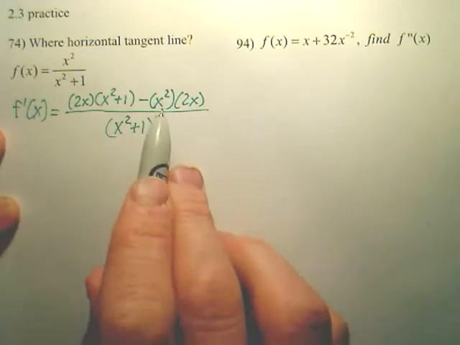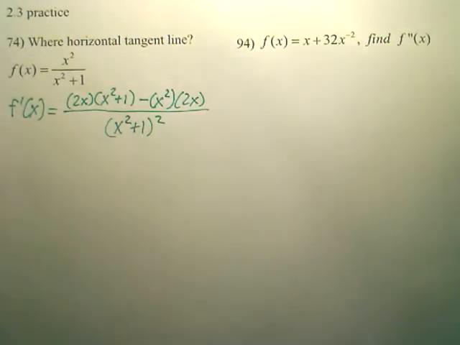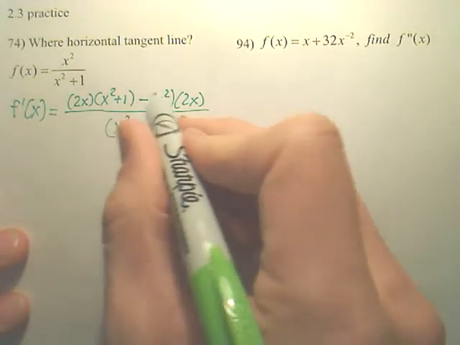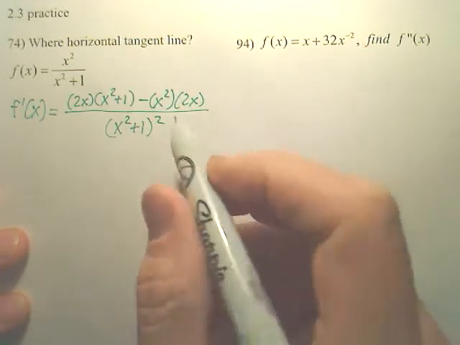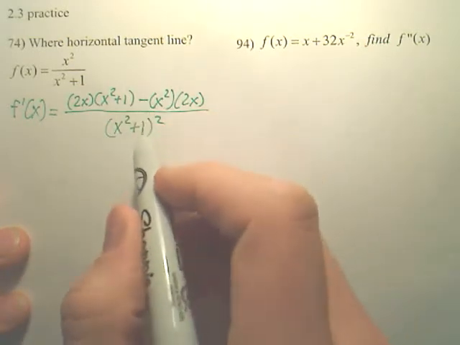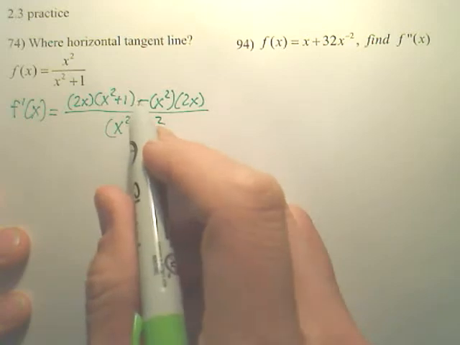Very important. A lot of people forget to use the quotient rule. You have to get practice with that. Now I want to set the top equal to 0. I want to set this thing equal to 0. You don't care about the bottom equaling 0. You care about the top equaling 0.